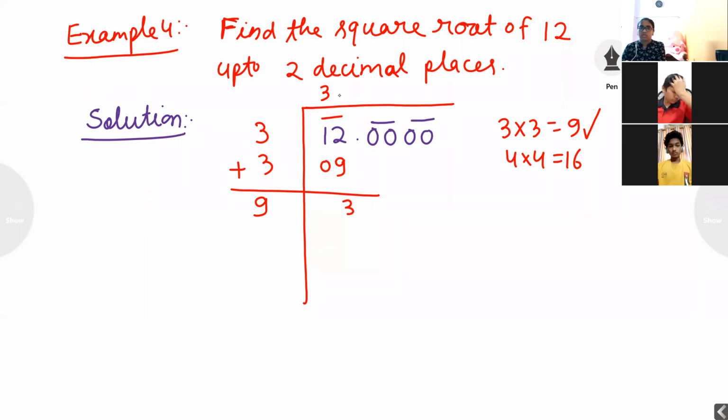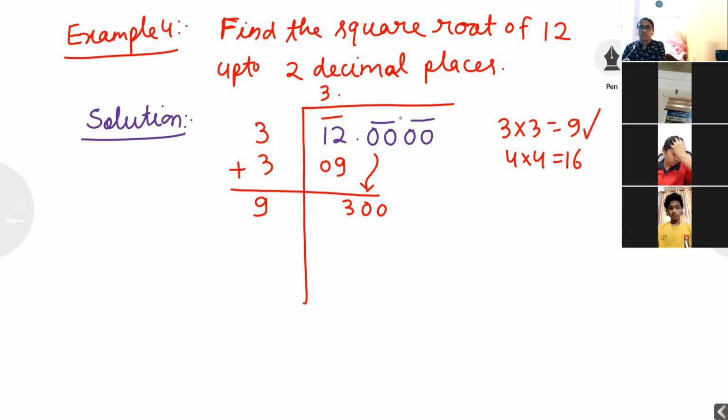I want to keep a decimal point because after 12 a decimal is there, so I have kept the decimal. When I have kept the decimal, again I want to bring down a pair, this 00. Now the number is 300. Now in this 6, which number do I want to multiply? That value will be less than or equal to 300.